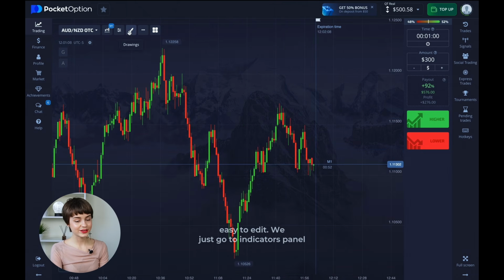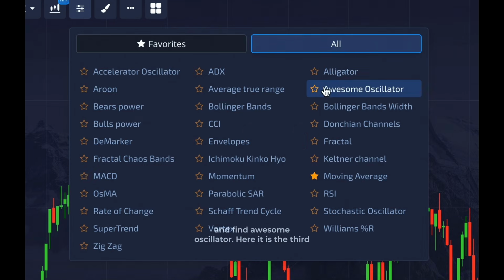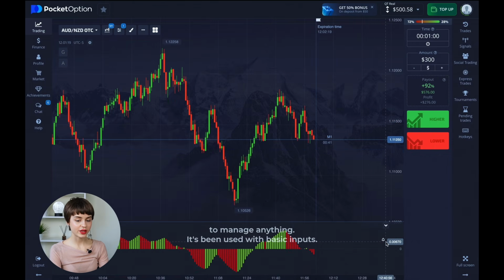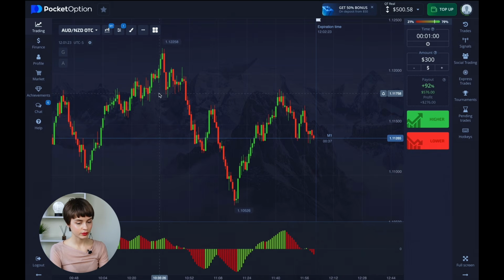So let's move to the indicator. It's really easy to add. We just go to the indicators panel and find Awesome Oscillator. Here it is, the third column, second line. We click it and we don't need to change anything. It's being used with basic inputs.